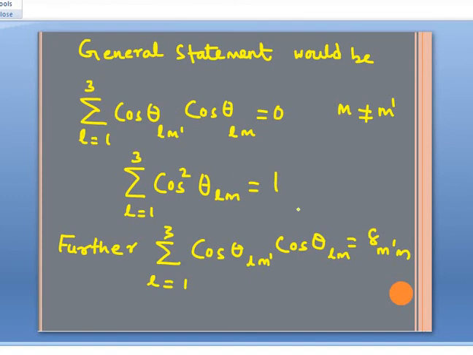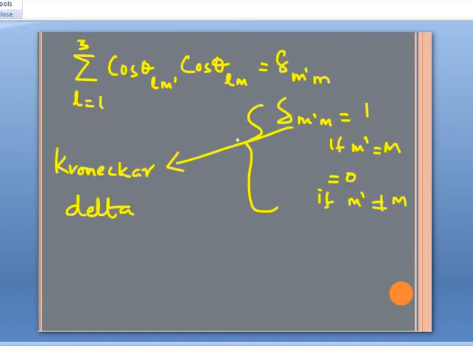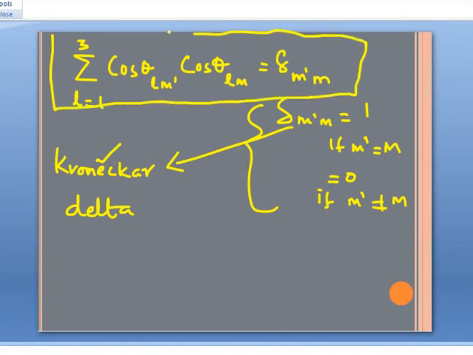So instead of writing two lines, we can put it in a single way. Cos theta lm prime cos theta lm is equal to delta m prime m. Now what is this delta? This is a new mathematical function. I am not sure whether you are aware of it. This delta is known as the Kronecker delta. Now what is the concept of Kronecker delta? Kronecker delta is a mathematical symbol used to simplify many expressions. Two expressions can be written in one go.